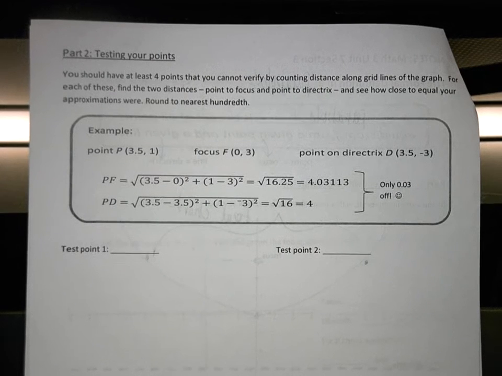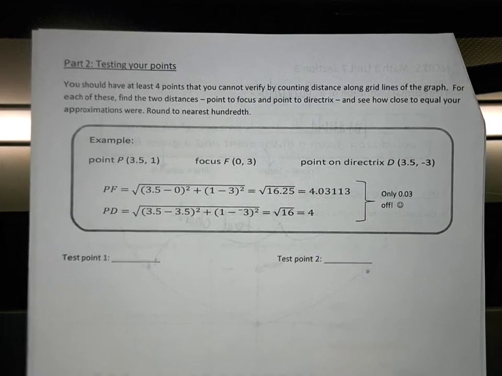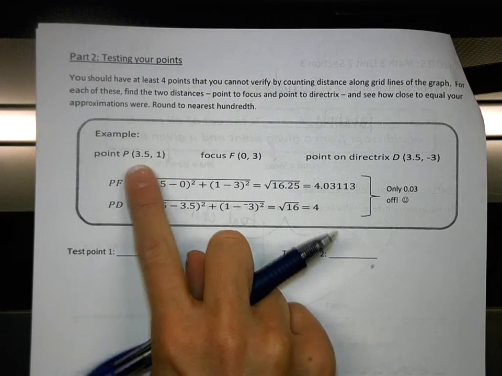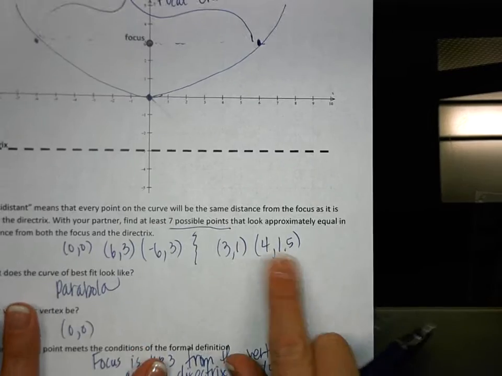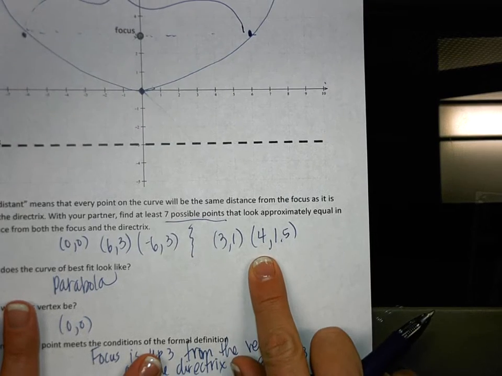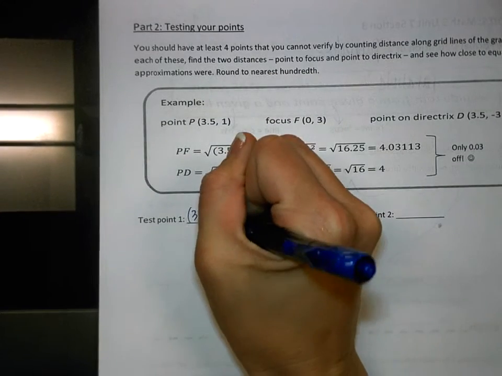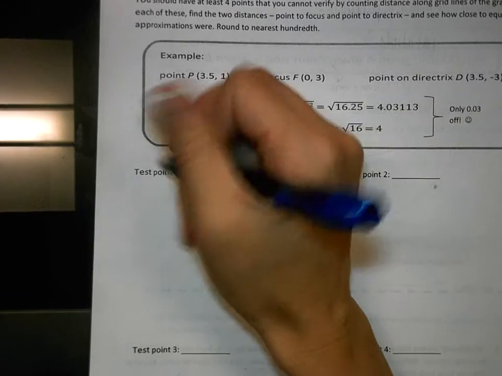Okay, so let's go ahead and choose one of these points that we had approximate. And we're not going to choose 3.51 because that's one that's already over on this side. So a point, do you guys want to try 3, 1 or 4 and 1.5? 3, 1. Okay, so let's start with 3, 1 and see what happens. So we're going to test point 3, 1. And so 3, 1 is our point, and we're going to call this P.